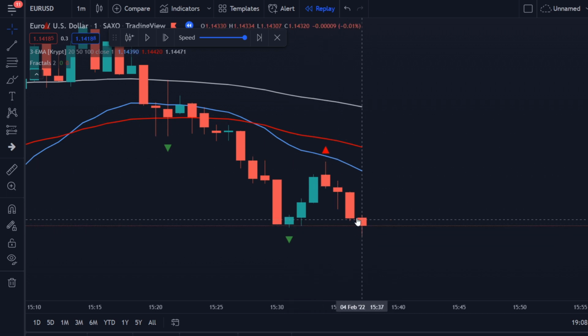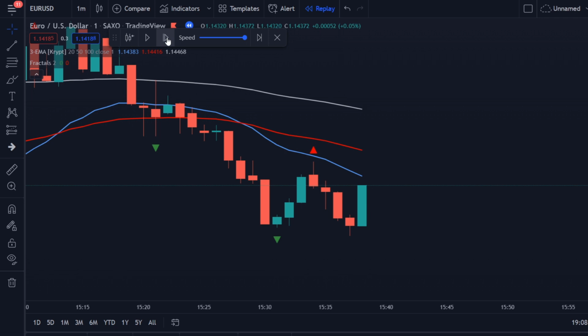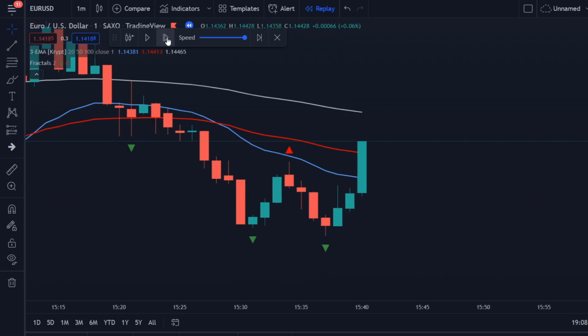Then we need to wait for the price to hit our blue line, the 20 exponential moving average. Let me show you if that happens, and that happens. It even crossed the 50 exponential moving average. In that case, we place our stop loss above the 100 exponential moving average if the price has crossed the 50 exponential moving average. But first, let's wait for our sell signal.